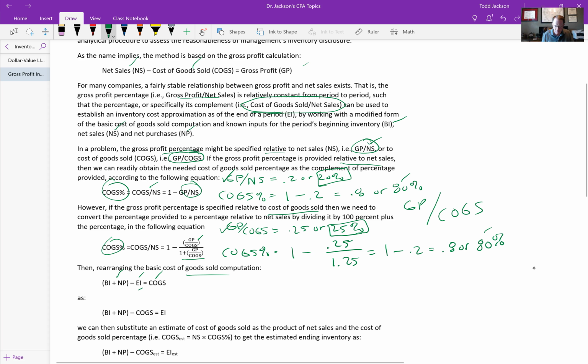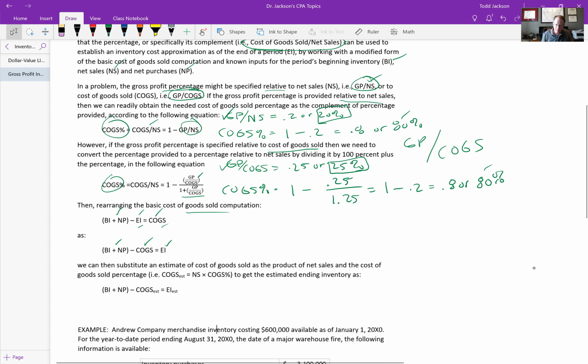And we recognize we can interchange those two. If we have our goods available for sale, again our beginning inventory plus our net purchases, we subtract the cost of what we did sell, that leaves us with the cost of what we did not sell, our ending inventory. Then we recognize that we can use that cost of goods sold percentage that we have obtained from working with our gross profit percentage, in whichever form it's provided, to apply against our net sales to get an estimate of our cost of goods sold.